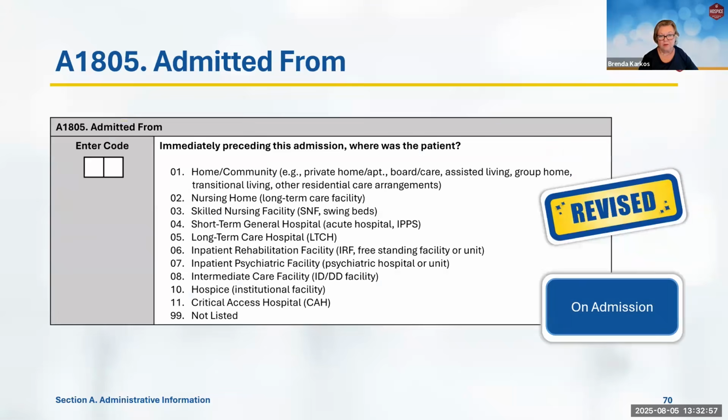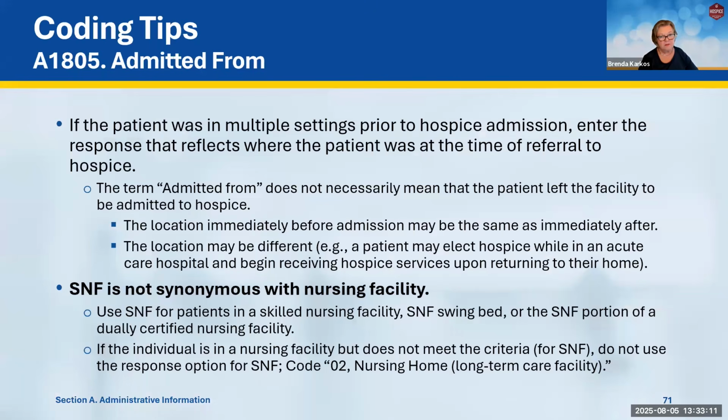So A1805, admitted from, is an existing item collected only on admission. The response options for this item have been slightly revised to align with the same item used in other settings. And just a few coding tips for this item. You'll enter the response that reflects where the patient was at the time of the referral to hospice.